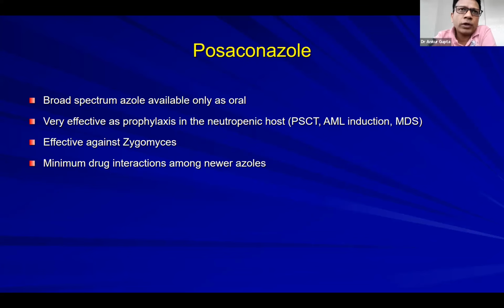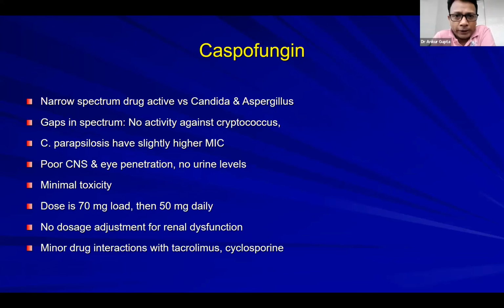So remember, if you have to give in allogenic BMT or in patients with AML undergoing induction chemotherapy, posaconazole is a drug of choice now. A1 recommendation in most guidelines for prophylaxis. Okay, it's also a reserve therapy for mucormycosis. It has less drug interactions than vori.